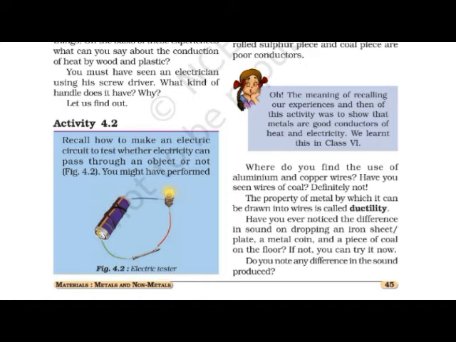It means if the metal is able to give the wire, or if we are able to draw the wire from the metal, then that property can be called ductility.